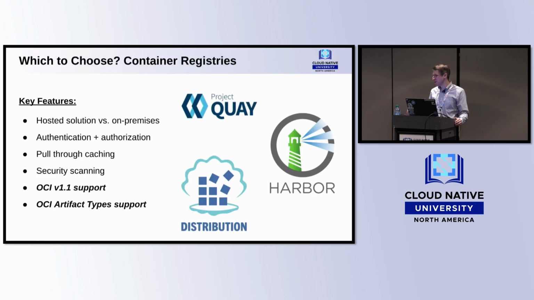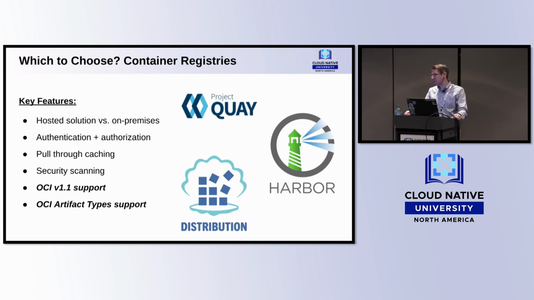When it comes to publishing images, I showed you Harbor. There are 2 other open source alternatives that I want to mention, which is the CNCF distribution project, which is the reference implementation for the OCI distribution spec, and Project Quay. Each has lots of different features baked in, but the 2 that I want to call out here this morning are whether or not those registries support OCI version 1.1 and which artifact types they support.